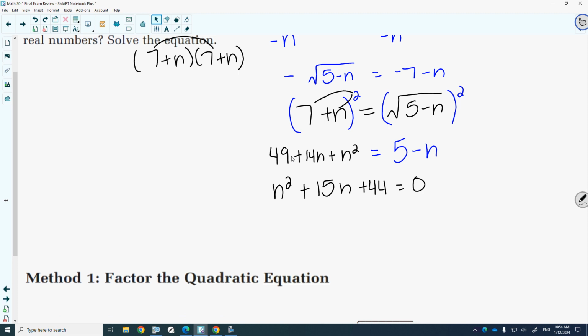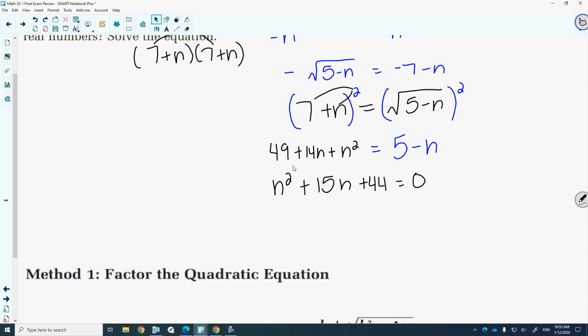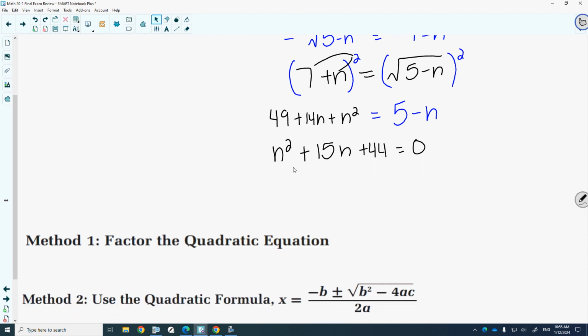And then I'm going to factor. Who's got the two factors? Isaiah? N plus 4 and n plus 11, yeah. I've got two answers. Do you think they're both going to be solutions?